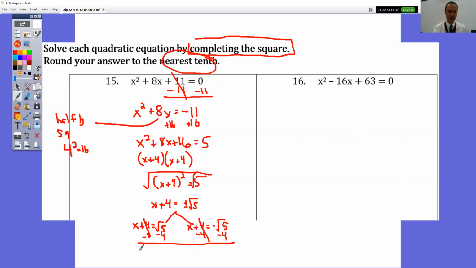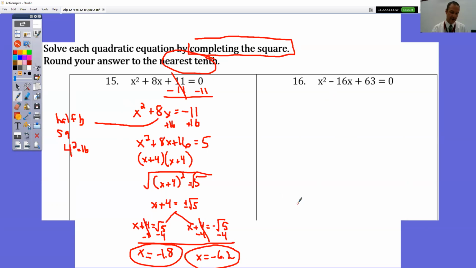Those 4s cancel out. All that you would have to type into the calculator is second, square root button, 5. Make sure that you tab out of the square root symbol and then do minus 4. When you do that, you get negative 1.8 here. In this one, we would do negative square root symbol 5. Make sure that you tab out of the square root symbol, do minus 4, and you would get negative 6.2 when you round to the nearest tenth.